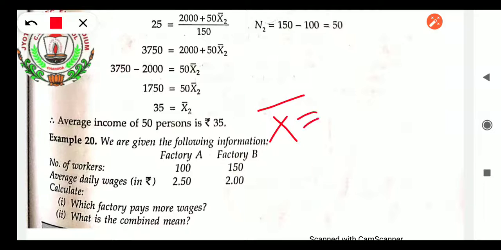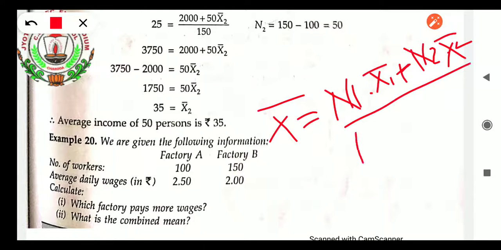Mean equals n1 into mean 1 plus n2 into mean 2, divided by n1 plus n2. Here it is the mean. So how to calculate? Mean 1 2 you have to write. Here the mean will not be there.